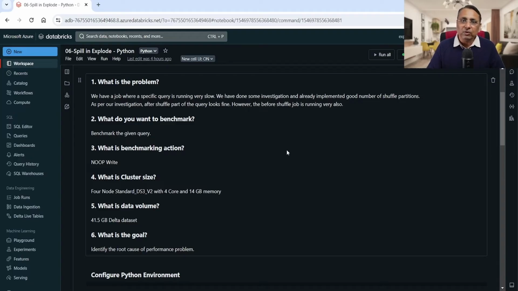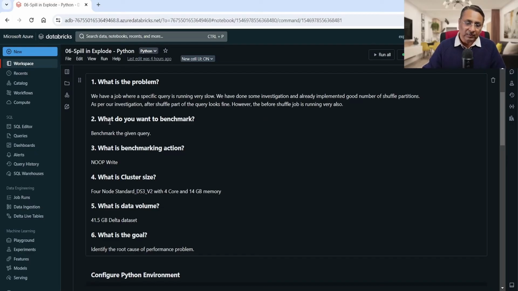And usually a slow before-shuffle job means you have something related to the data read, right? Your problem should be lying with the data read, because before the shuffle all we do is read the large volume of data and do some narrow dependency transformations, and all that should be quick. All the time goes in reading the data. But in this case, let's try to understand what the problem is. Is it a read problem or some other kind of problem?